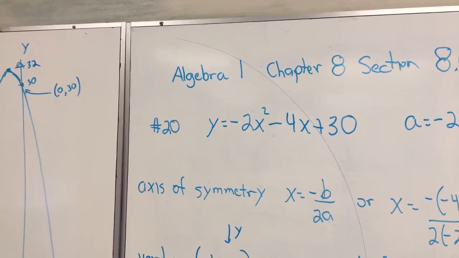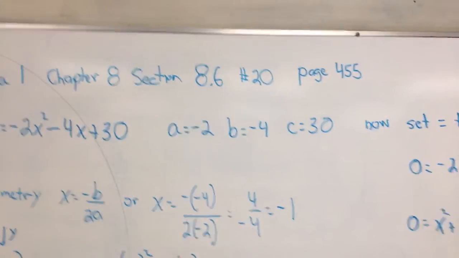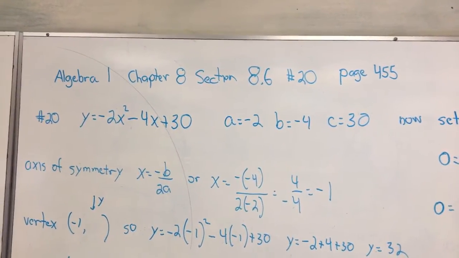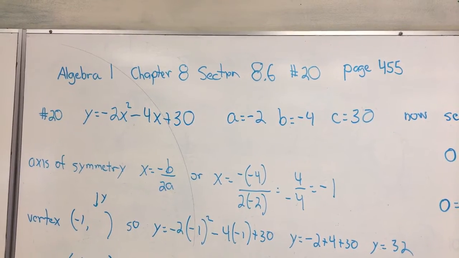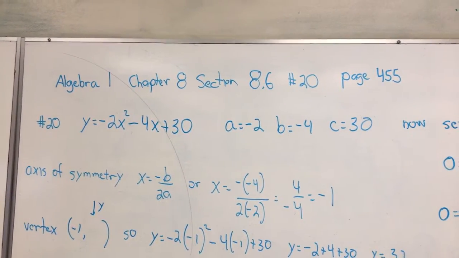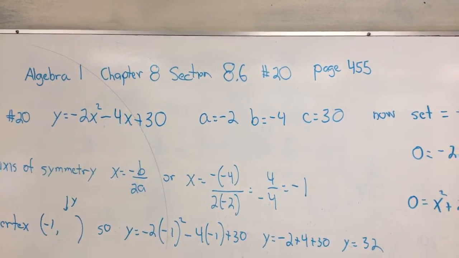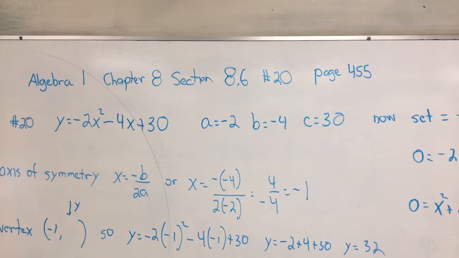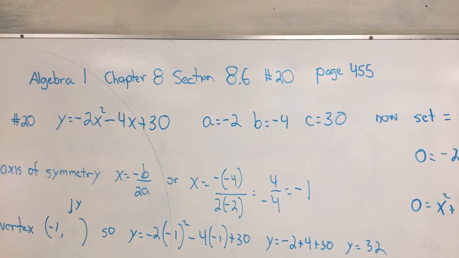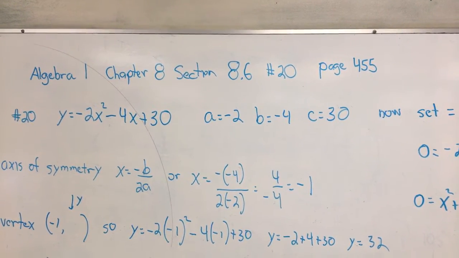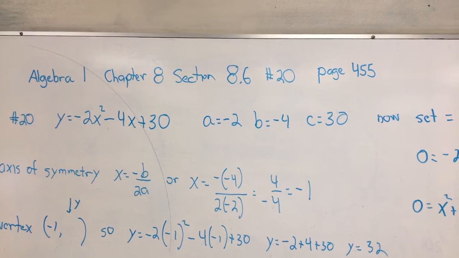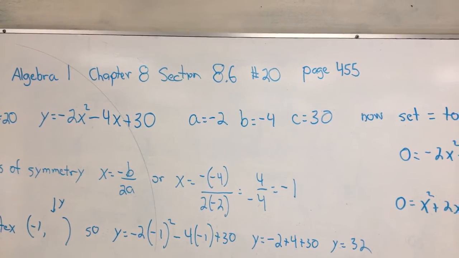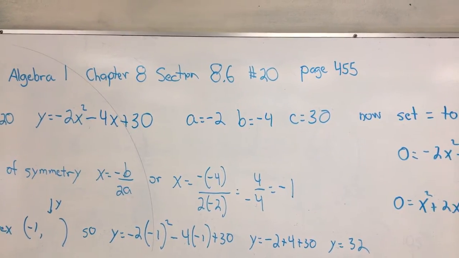All right? So let us identify the a, b, and the c. Again, it's in standard form: y is equal to some kind of x squared plus or minus some kind of x plus or minus some kind of number. The a is negative 2 because that's the number in front of the squared term. Only the coefficient. Some of you are putting down a is negative 2x and b is negative 4x. Don't do that. Stop it. It's just the coefficient. a is negative 2, b is negative 4, and c is 30.